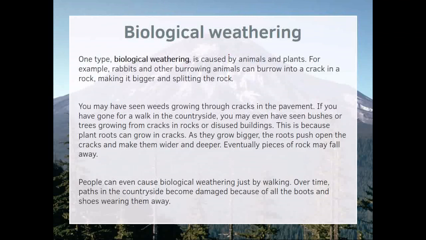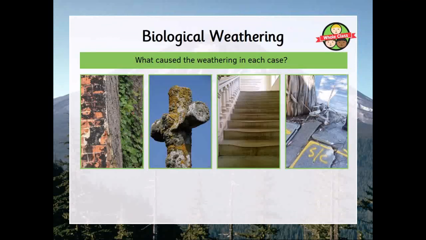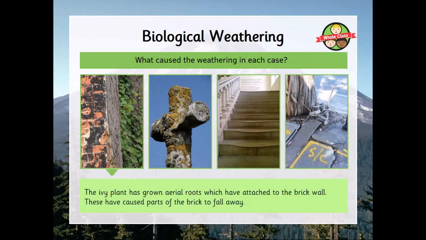Biological weathering, from the name, is caused by living things like animals, plants, and by the way, even humans. Animals like rabbits and other burrowing animals are burrowing into a crack, making it bigger till they split the rock. Plants, as we see in different pictures here, some roots growing on the building, they are aerial roots. Aerial roots are the roots that grow above the ground, not the normal roots.